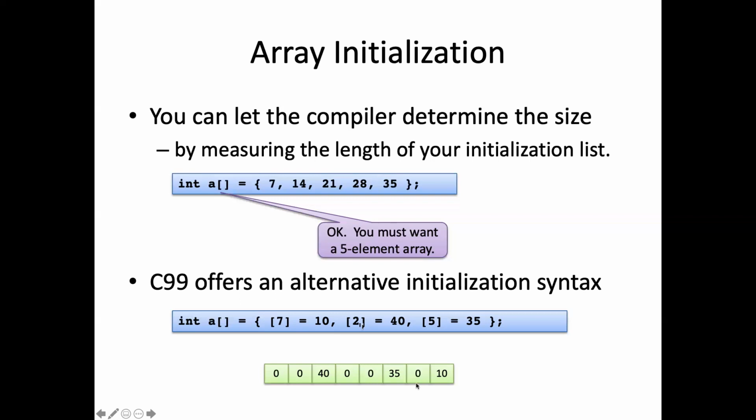The size of the array, notice I didn't specify that. And just like above, the compiler will infer the size based on the biggest index you give. So I gave 7 as the largest index that I said anything about. So the compiler is going to assume I want an 8-element array. Since if I've got an index 7, I must have at least 8 elements.